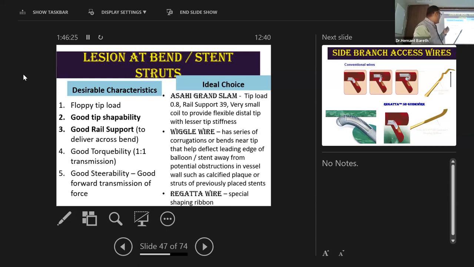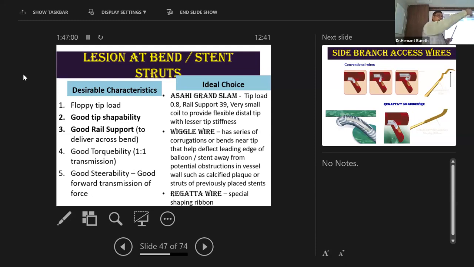So here you require a wire that can be properly shaped and also has good support, because ultimately you have to pass a balloon and a stent across the stent strut. So you will require much better support. The typical thing here is that the wire should be shaped so that you don't have to try to make that bend, because the wire will not bend. If you take a heavier support wire, it will not take that bend. So you have to pre-shape it. And that is the key for these kinds of things, especially in a two-stent strategy.